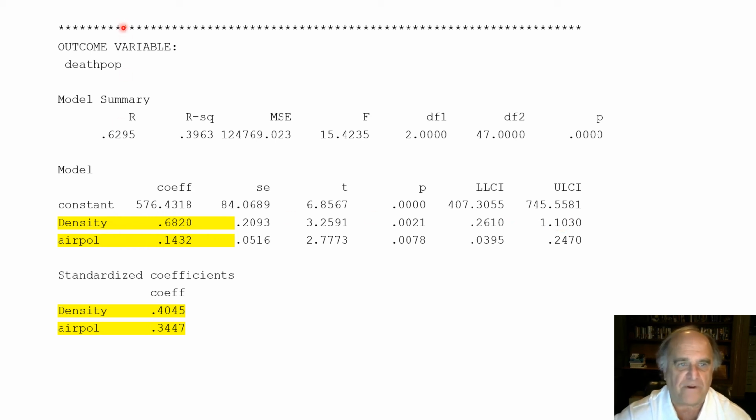Also, of course, air pollution, we want to see, does it predict deaths in the population? In fact, it does. Both of these are after controlling for the other variable. So air pollution predicts deaths in the population after controlling for population density. The B coefficient, or the unstandardized coefficient, is 0.1432. You can see our standard error, our t, our p, it's significant. The p-value is 0.0078, which is below 0.05 and below 0.01. So we're okay there.